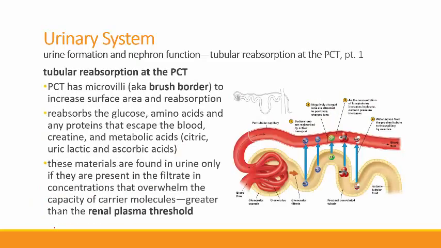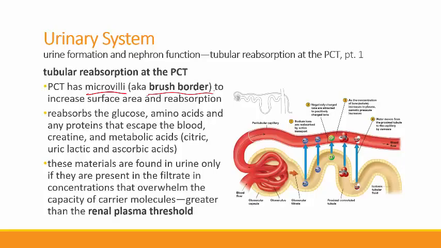So the bulk of tubular reabsorption is done at the proximal convoluted tubule. And in fact, the cells there have apical surfaces with microvilli, sometimes talked about as a brush border because it looks like a little furry toothbrush or something. So these microvilli increase the surface area and therefore increase the ability of reabsorption to occur as well.